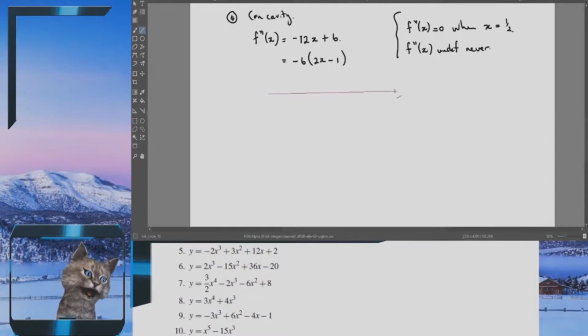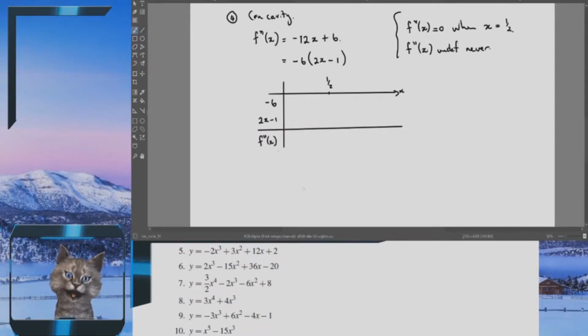Then I like to make a little table to see how the pieces interact. The only number that I'm going to mark off is 1/2, and I'm listing everything on the left. Together, they make my second derivative. So I have my x values split up into 2 intervals. Negative 6 is always negative. 2x minus 1 is going to be 0, we said, when x is 1/2. And because it's all multiplication, it makes the second derivative 0.